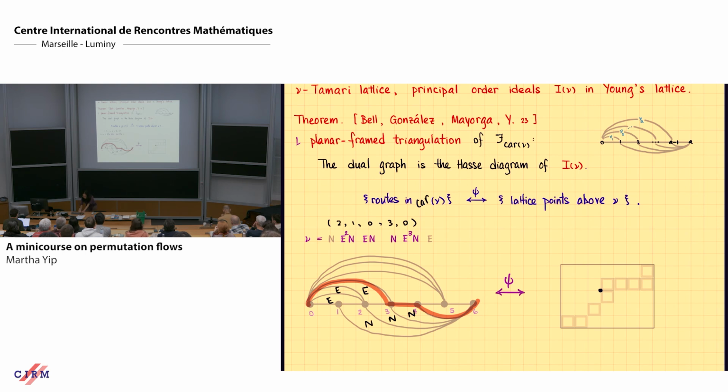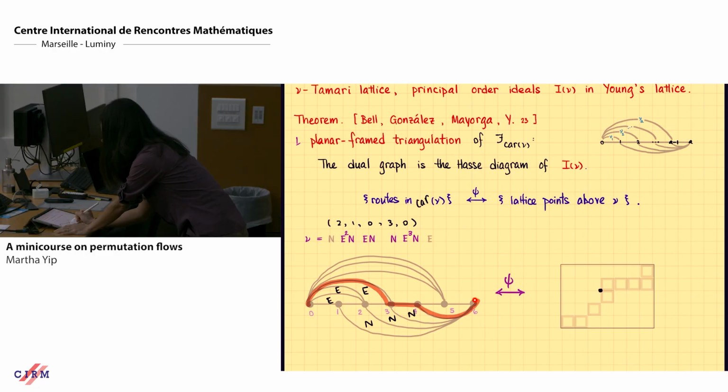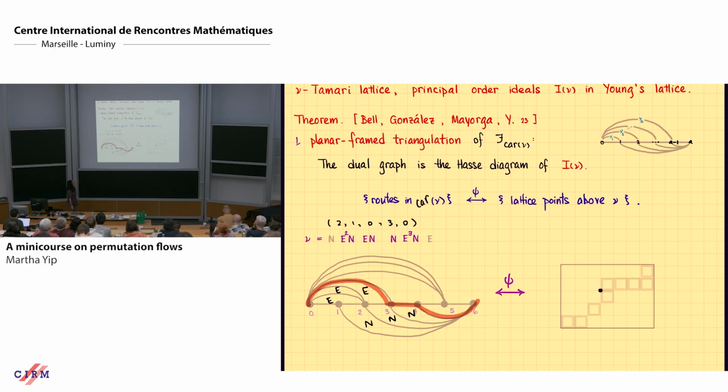All right, so for example, if I just took the highest route, that would be this lattice point. If I took the lowest route, it doesn't lie on top of any e's and any n's. That lowest route would correspond to that lattice path. And so that's the bijection.